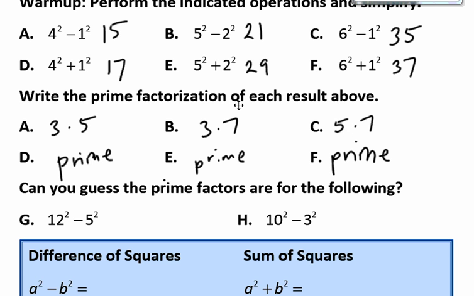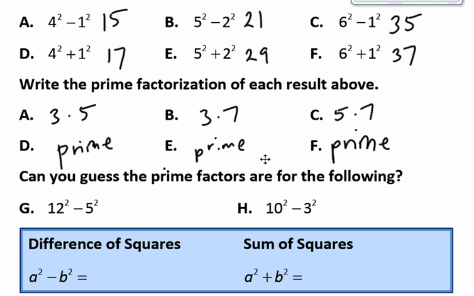So using that same pattern for part G and H, we're going to do the prime factors. 12 and 5 are my two things that are being squared. So my first factor would be 12 minus 5, and my other factor would be 12 plus 5. So 12 minus 5 is 7, and 12 plus 5 is 17. So those are the prime factors. That's a lot faster than actually solving out the problem and then figuring out the factors.